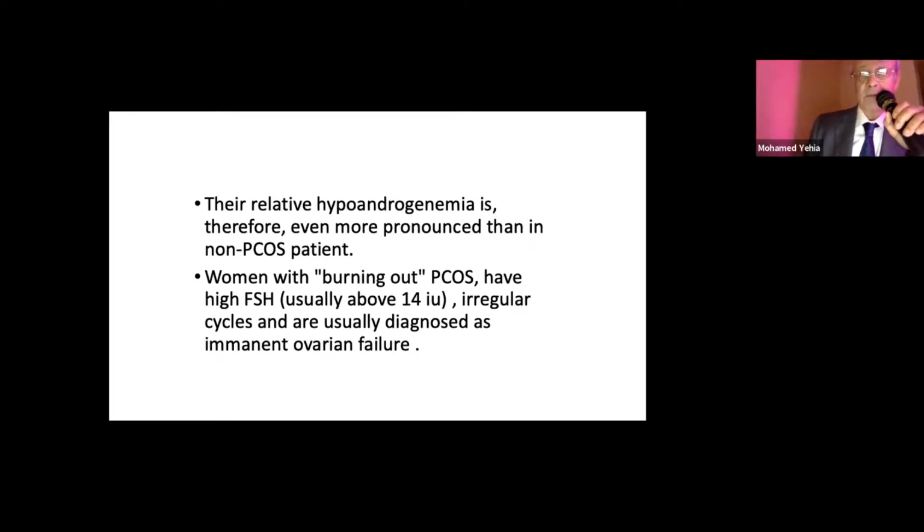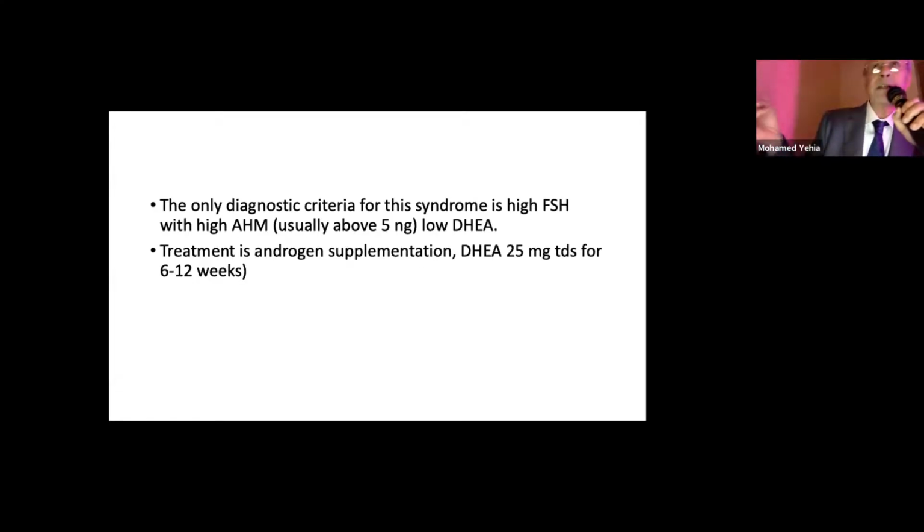Patients with burned out ovary have a very high FSH. It's usually not 7, 8, it's about 14. That's 1.5 times the average height. They have a regular cycle. Usually they are diagnosed with imminent ovarian failure. And when you look at the ovary, you find it's polycystic, resistant to treatment. If you give whatever dose of FSH, because they have FSH which is higher, they don't usually respond. The only diagnostic criteria for this syndrome is high FSH and high AMH.